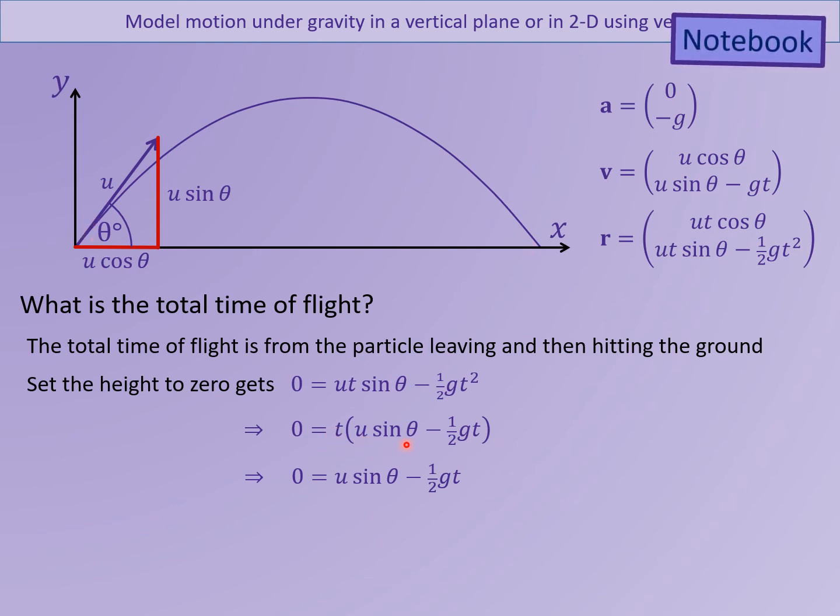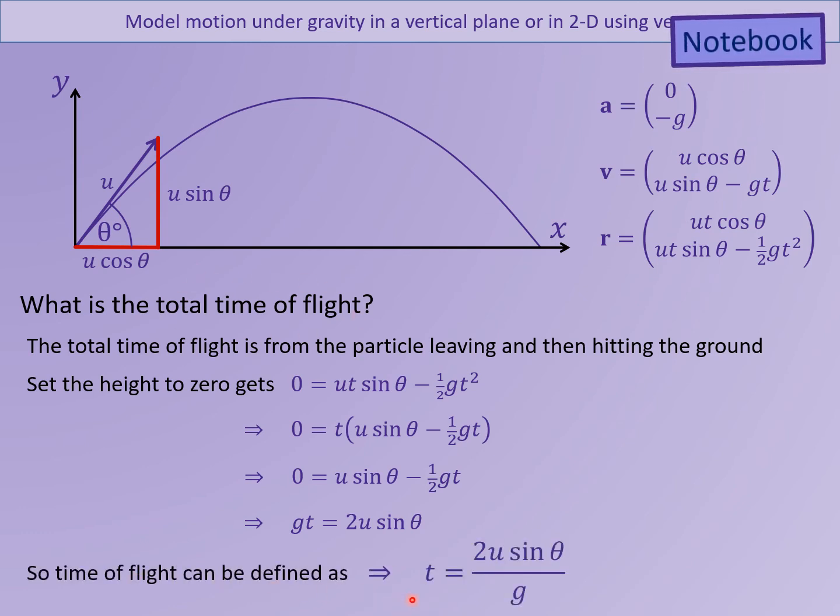So that's when u sine theta minus a half gt is equal to 0. Again, I could just do a bit of arranging, couldn't I? I could times everything by 2 to get rid of that half, and I could take the gt to the other side. And then that's going to give me what I'm asking for. What is the total time of flight? So the general time of flight will be 2u sine theta over g.